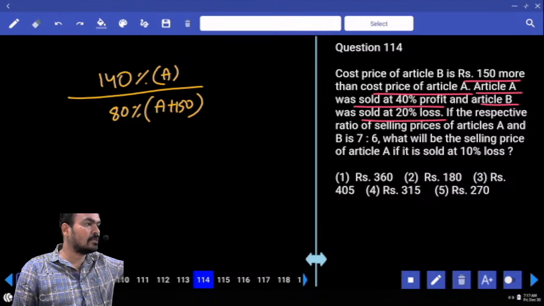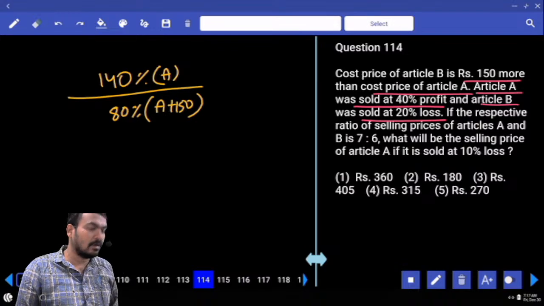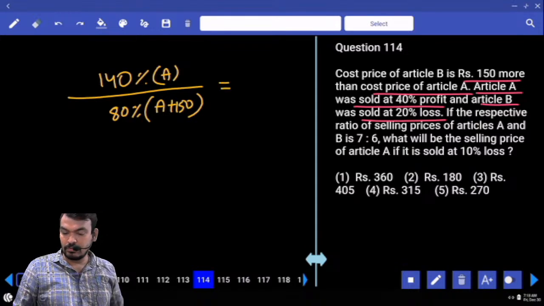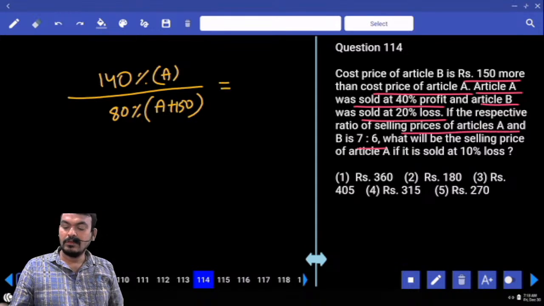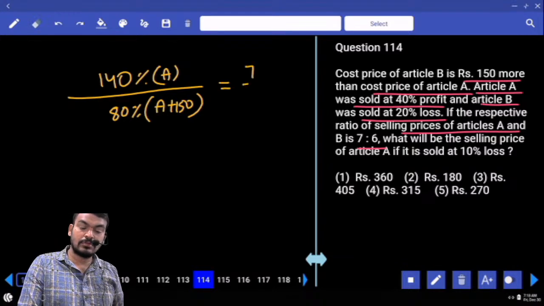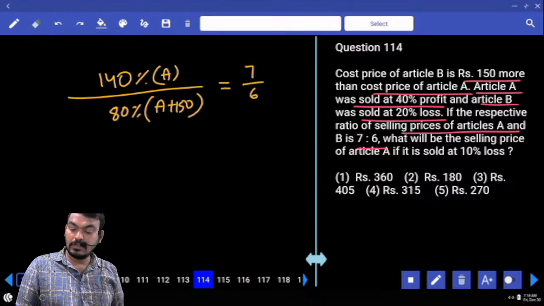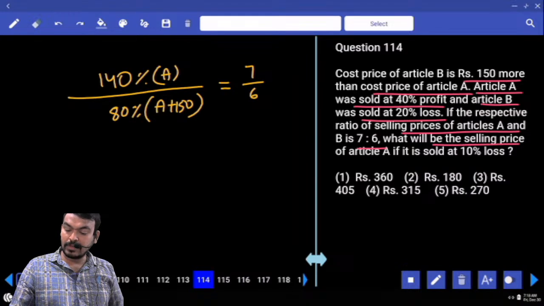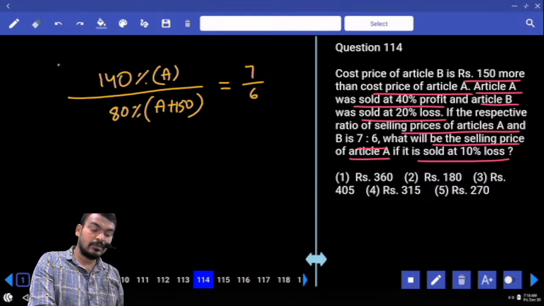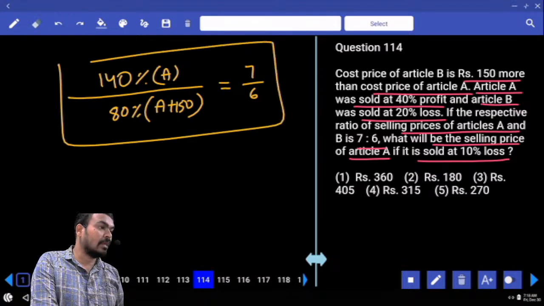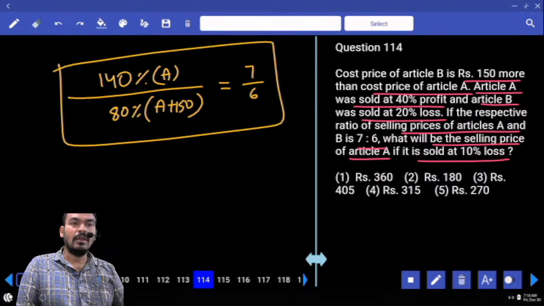Numerator is the selling price of A, denominator is the selling price of B. What is the selling price ratio? 7:6, equal to 7/6. And what is the question here? What will be the selling price of article A if it is sold at 10% loss? First we need to identify the A value. Again, it is sold at 10% loss.